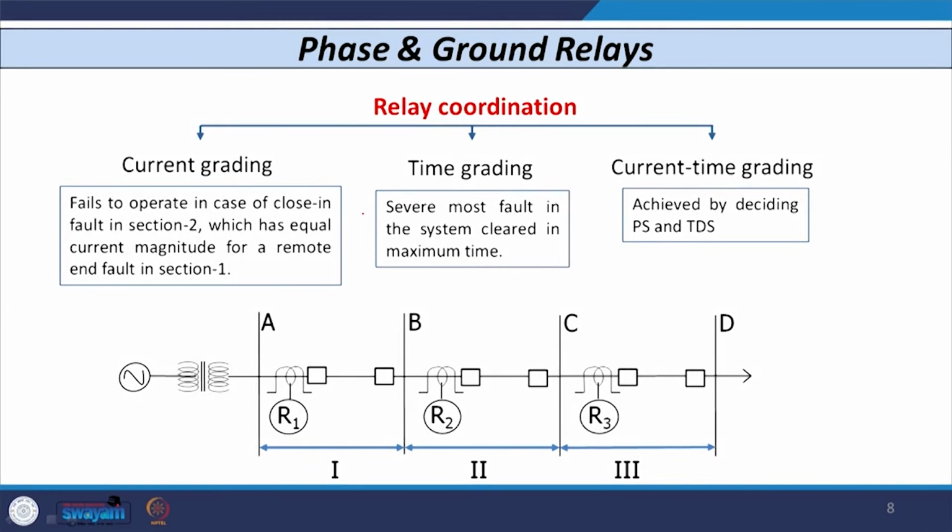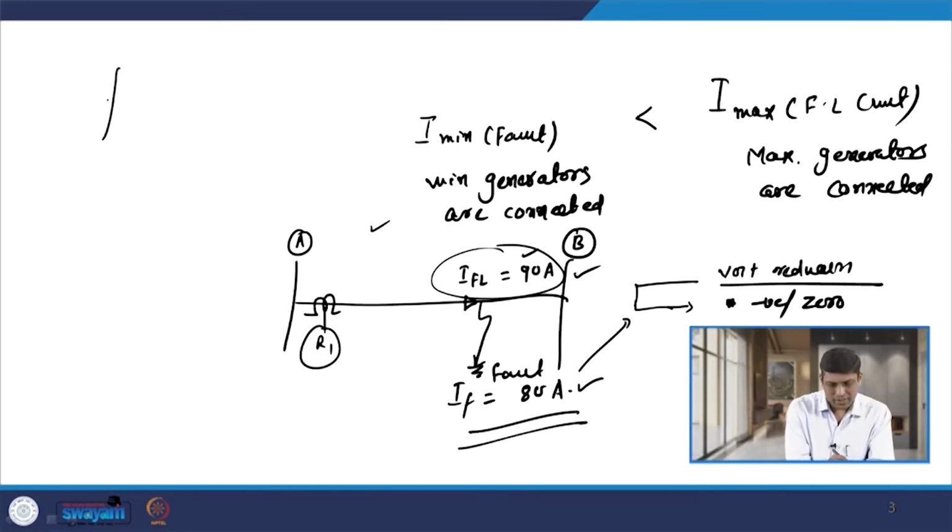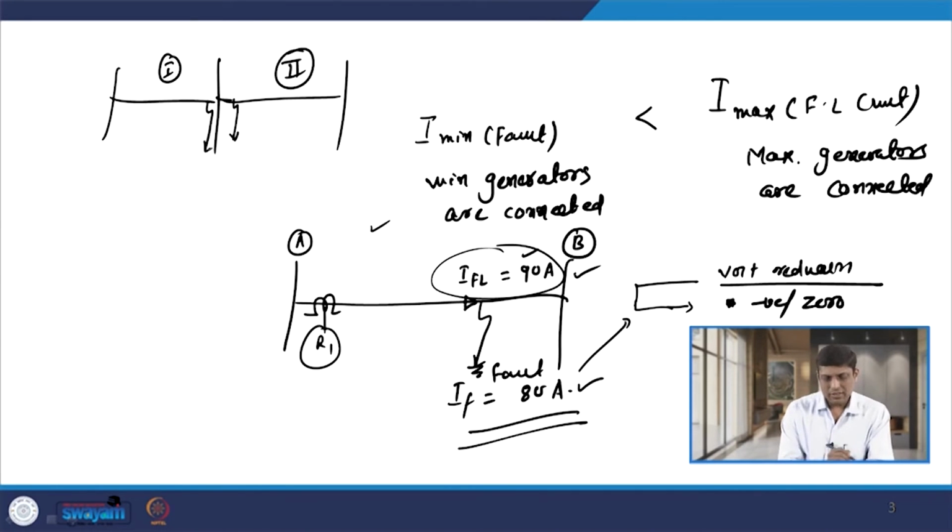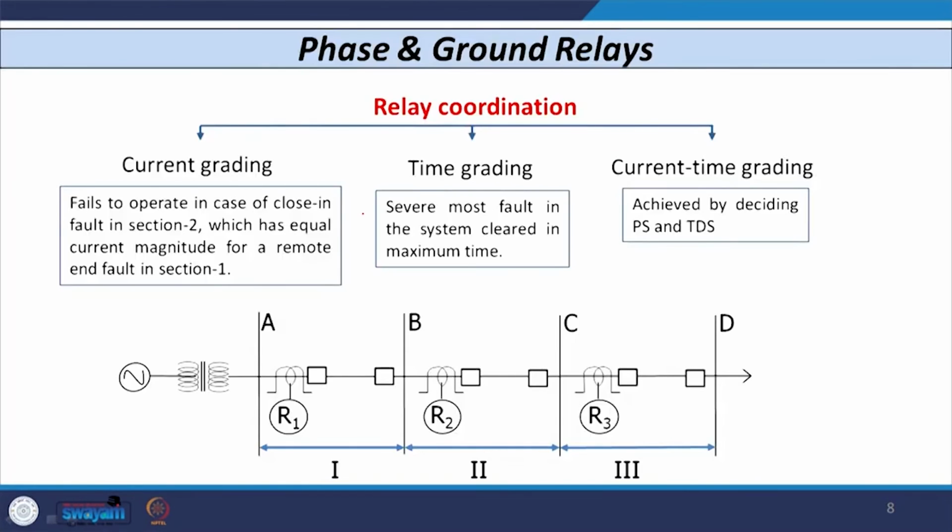So, if I consider, suppose, a two section network, let us say this is section 1 and section 2. Any close-in fault in section 2 and any remote end fault in section 1, the magnitudes of these two are almost equal. So, again it is very difficult to carry out coordination of relays based on current only.